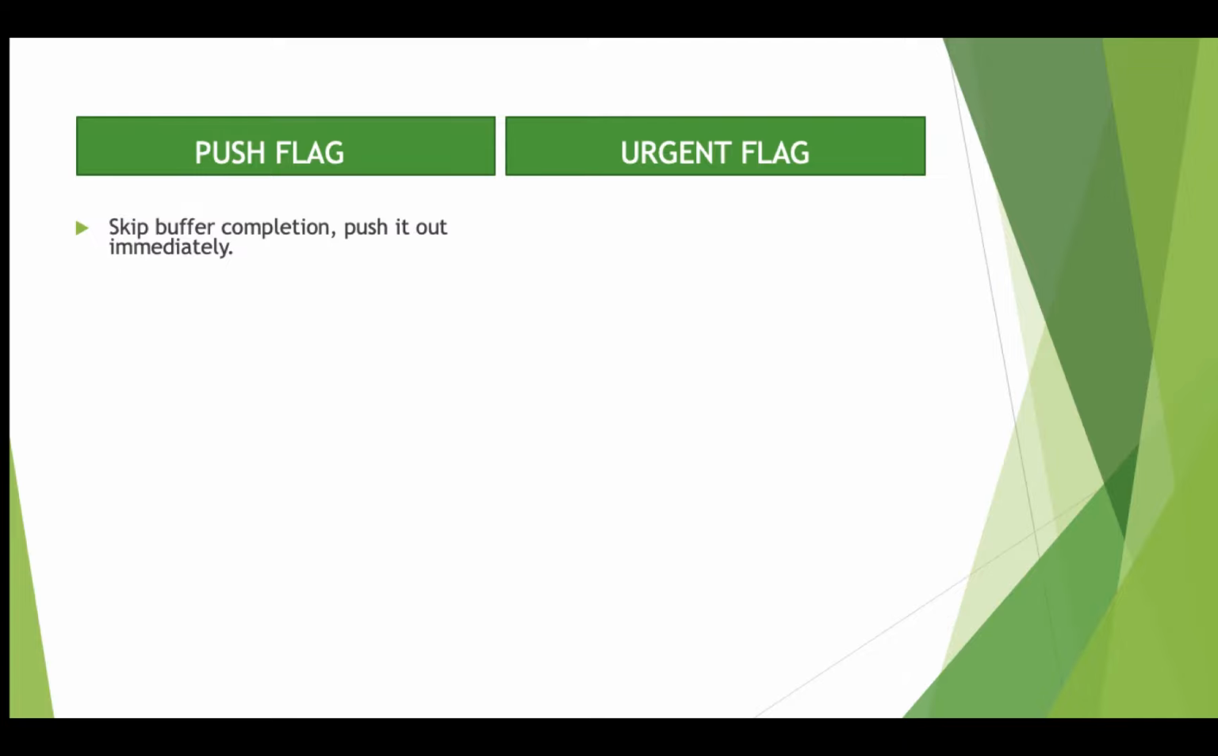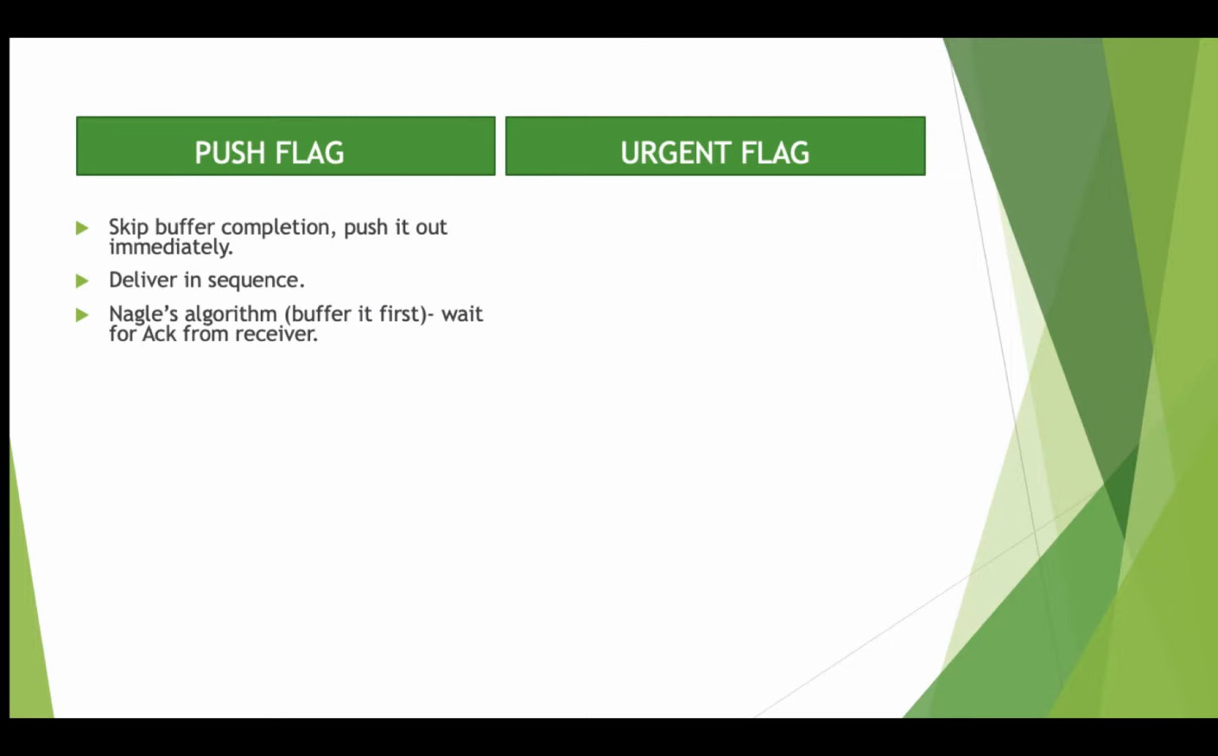Whatever data is there at the time of instructions being provided by the application layer, it would simply go ahead and push that data out. That's why it is called push flag. It doesn't wait for the buffer to be completed or the segment to be created. Since it doesn't have to wait for anything, the data is sent as it is, and it is delivered in sequence. When we go to the urgent flag, we will understand more about what we mean by in sequence.